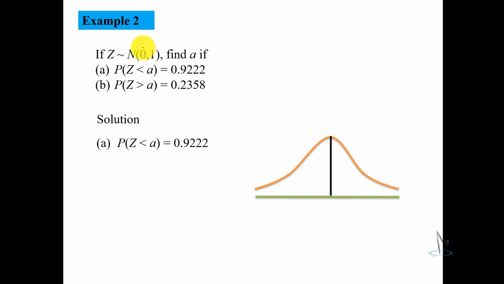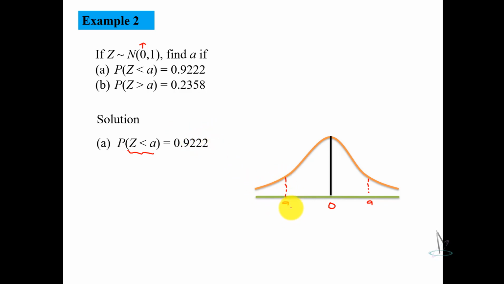Okay, so the mean over here is 0. So draw your mean. Mean here is 0. So now we need to decide where is A. Is it on the left hand side? Let us see. Is it supposed to be here or is it supposed to be here? Should it be on the left hand side or should it be on the right hand side of our mean? If you read over here, Z less than A should be 0.9222. So this value is actually greater than 0.5.